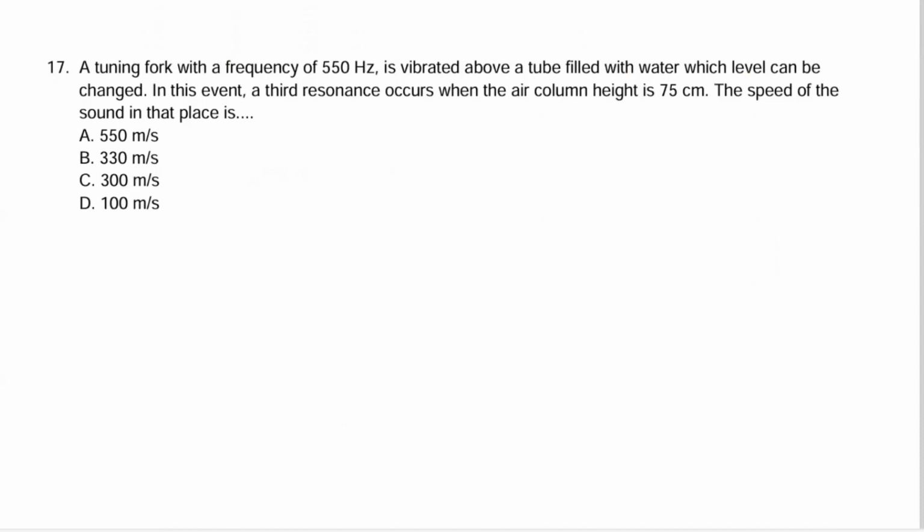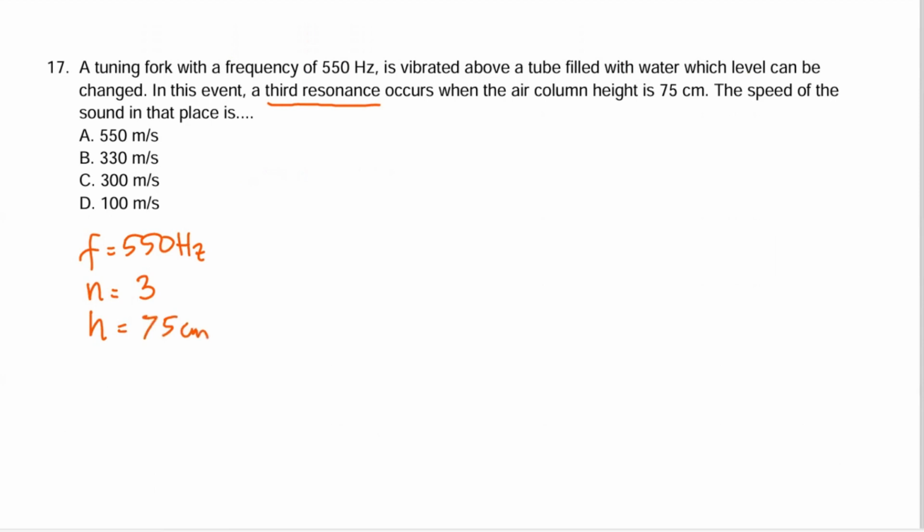Next, question number 17. On this question number 17, a tuning fork with a frequency of 550 Hertz. So this is actually a similar question. It is vibrated above a tube filled with water, whose level can be changed, right? In this event, the third resonance, this is very important, gives us the information n equals 3. It occurs when the air column height is 75 centimeters, so h is 75 centimeters.